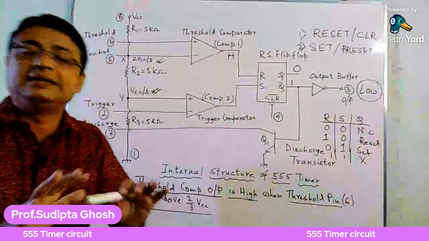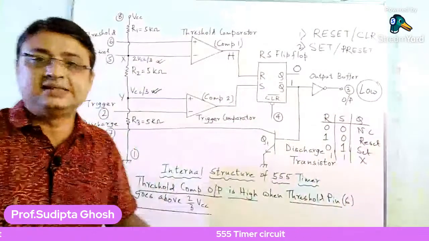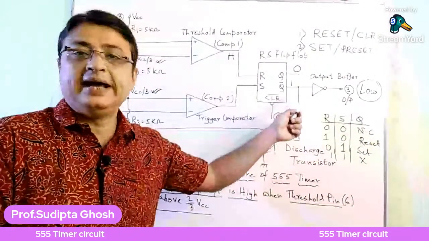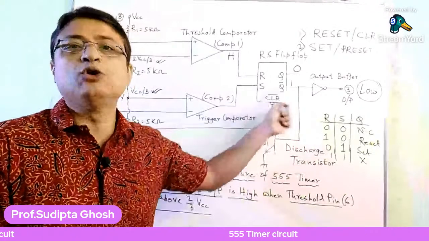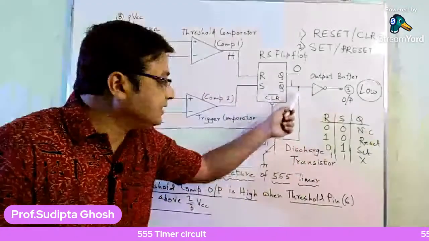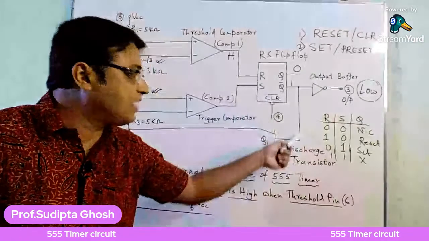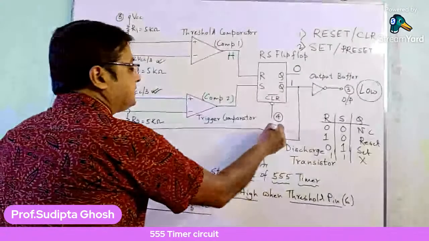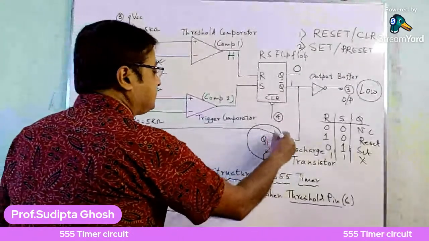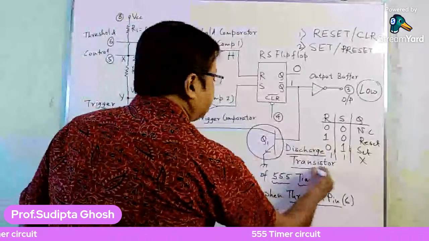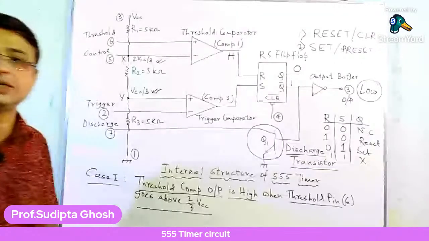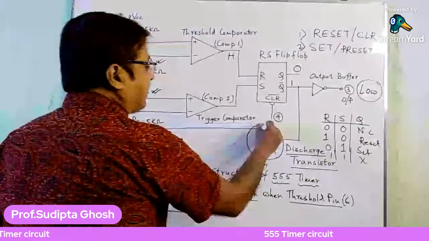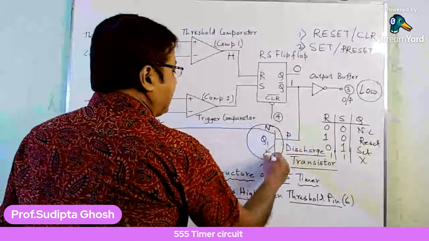But this doesn't end here. As the Q bar output is high, now where this high goes, just track this value. This high value goes to this transistor. Here is a transistor, and this transistor is known as a discharge transistor. This is basically an NPN transistor.